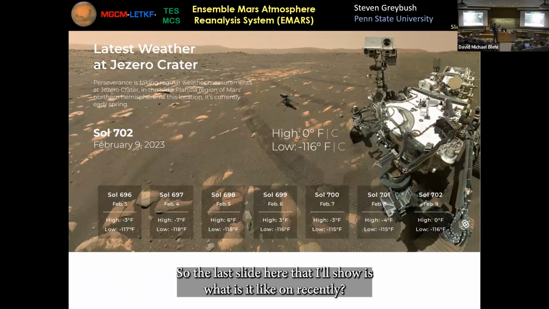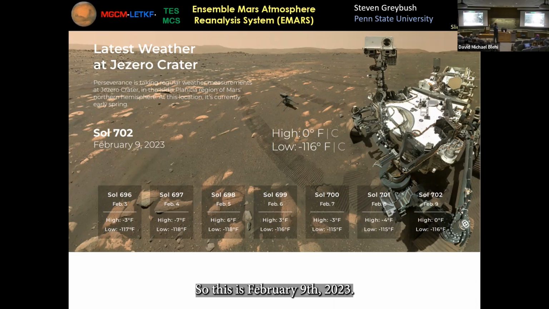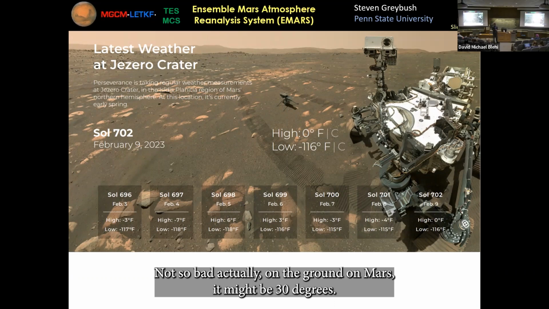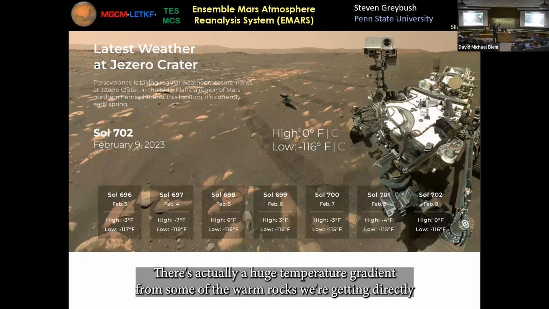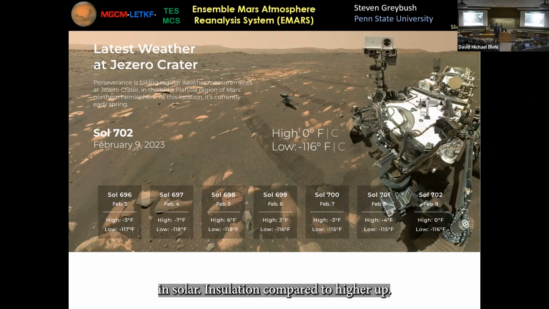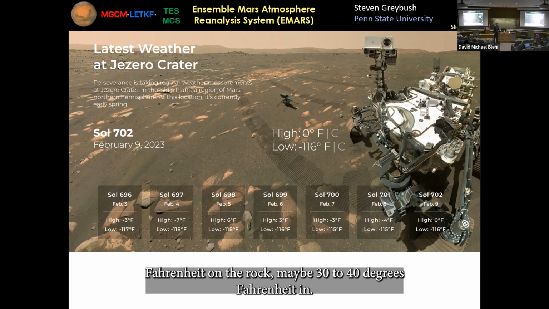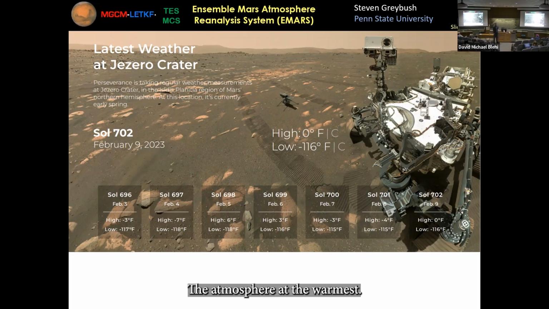The last slide I'll show is: what is it like on Mars recently? This is February 9th, 2023. There's probably an updated one today. Here's the temperature: high is 0, low of minus 116. So the daytime is not so bad. Actually, on the ground of Mars, it might be 30 degrees. There's a huge temperature gradient from the warm rocks getting direct solar insolation compared to higher up. It can get to maybe 60, 70 degrees Fahrenheit on the rock, and maybe 30, 40 degrees Fahrenheit in the atmosphere at the warmest.